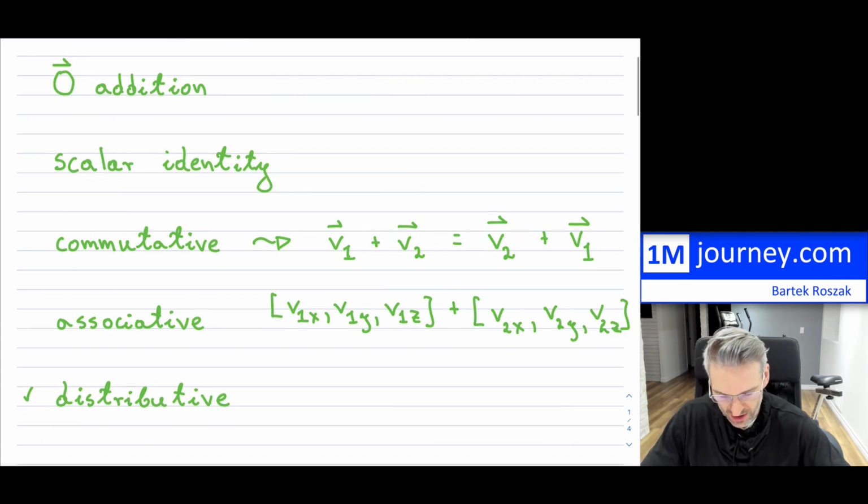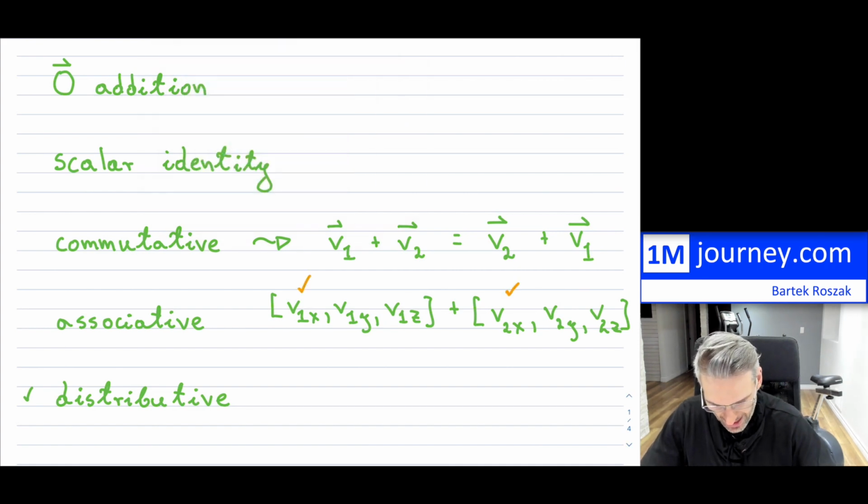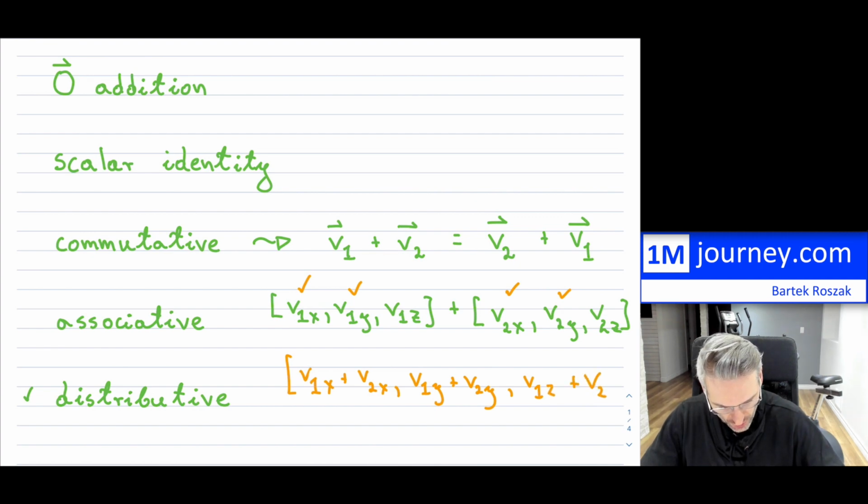Now, if you're adding them together, so the addition of the vectors, it's just each individual component. So these two components will add. That's going to give me V1x plus V2x. That's what we're going to have as our first entry. Then you're going to get V1y plus V2y. So that's going to be the second entry. And then finally, you're going to get V1z plus V2z. And that's going to be your third entry.